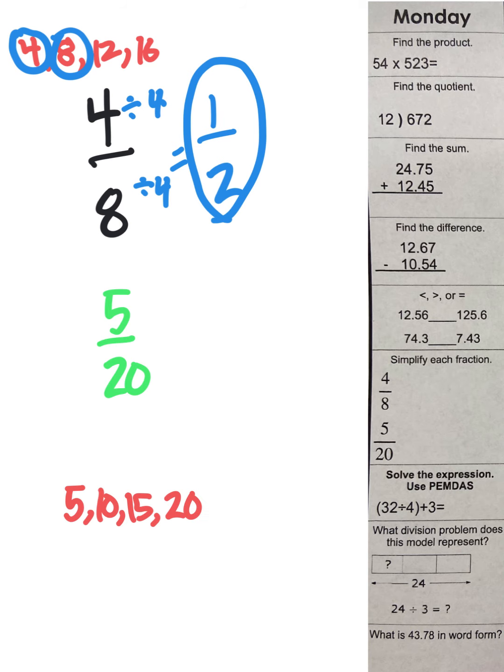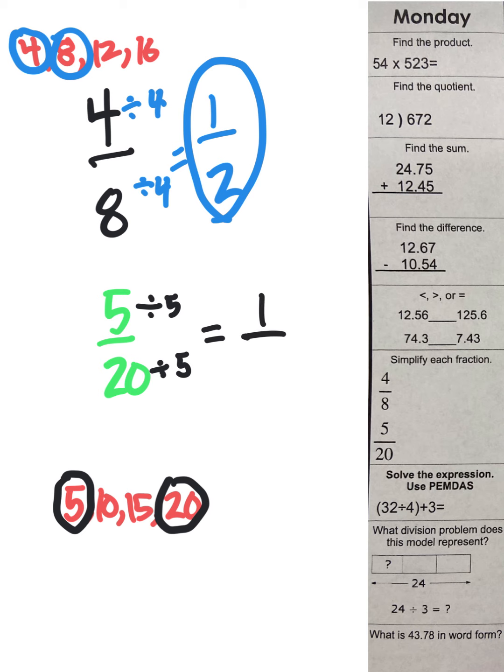Now I'm going to simplify 5/20. I noticed that the 5 in the numerator and the 20 in the denominator were both multiples of 5. So I did write down my 5s. In order to simplify these, I'm going to divide by 5. 5 divided by 5 is 1. 20 divided by 5 is 4. My final answer is 1/4.